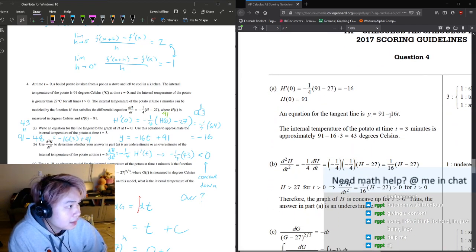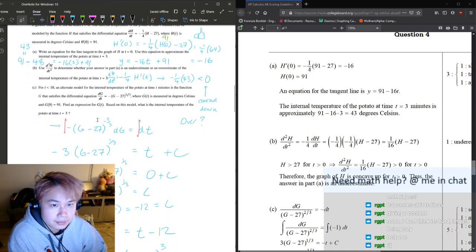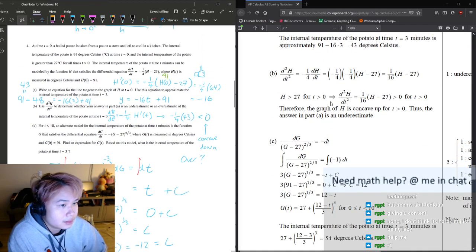Okay, let's see. 91 minus 16t. I have that right here. And then 43 Celsius, 43 Celsius. Let's see, concave up, so it's an underestimate. I have concave down, so something went wrong here.